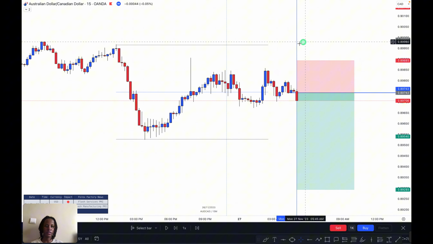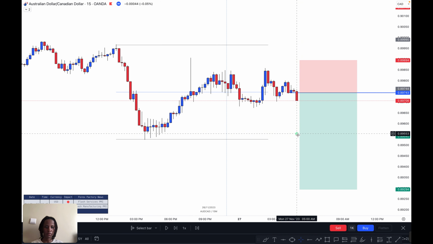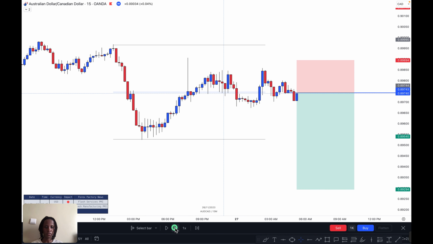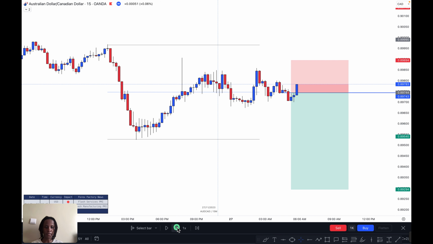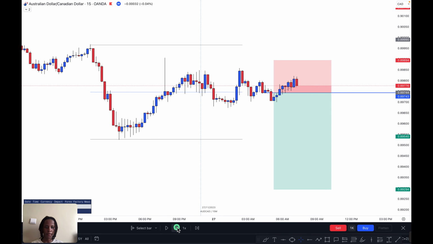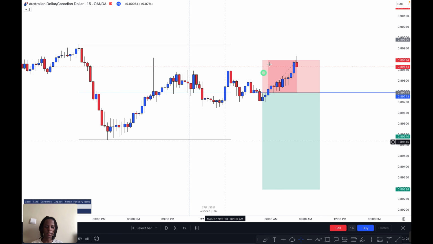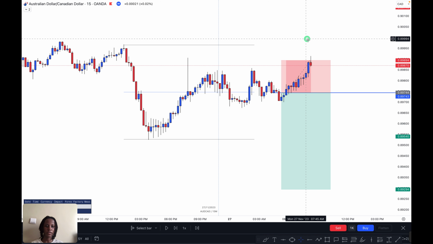Put your trade there. Let's remove this. Let's wait for it to trigger us in. You can see there it triggered us in right there. There it triggers us in, and there it hits our stop loss.